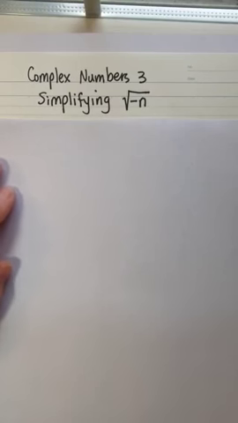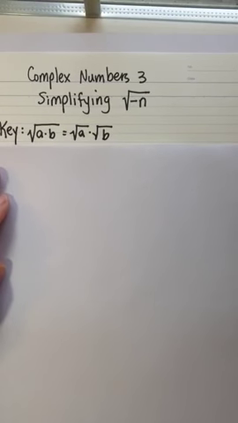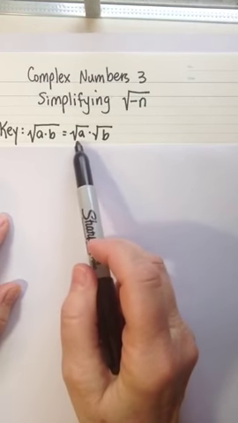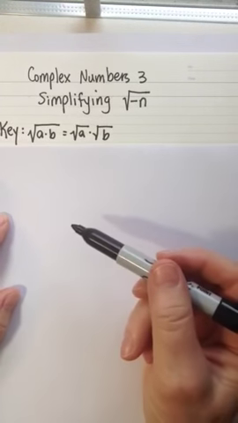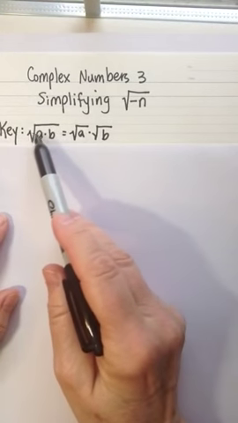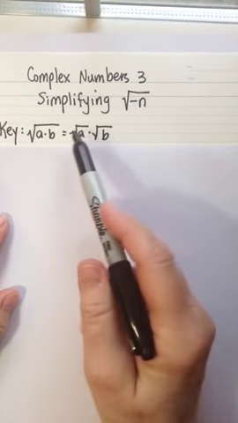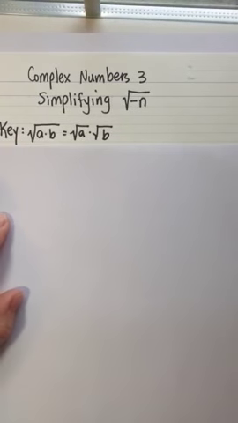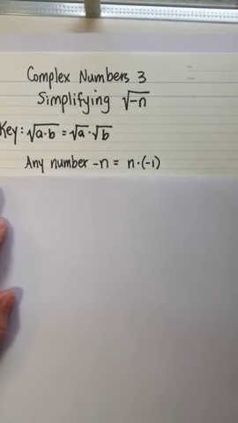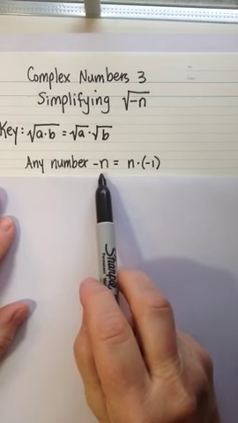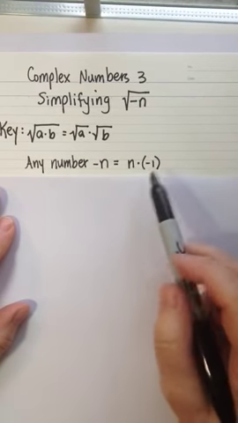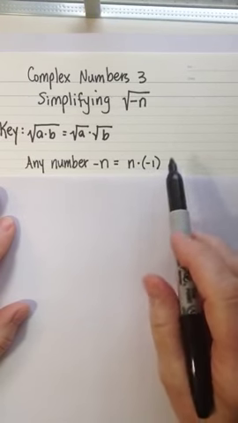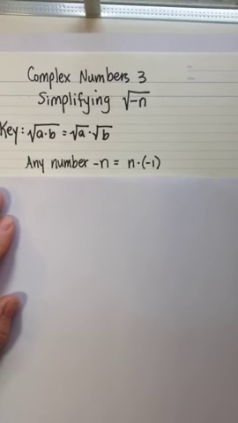No new terminology in this video, but the key in this video is what we discussed before, that the square root of a times b equals the square root of a times the square root of b. So that means if you can find a factor for the number n that is under the square root, it's equal to the square roots of each factor multiplied together. And we already know that any number minus n can be written as these two factors, positive n times minus 1. Positive numbers have a square root.